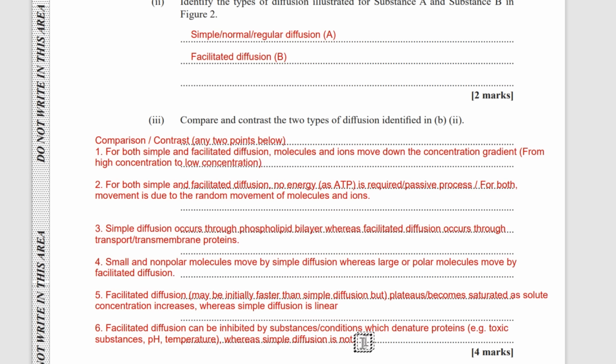So simple diffusion is actually not inhibited by any of these things, because simple diffusion has no proteins involved, so it doesn't really matter. Simple diffusion, however, could be increased with things like temperature, because temperature increases the kinetic energy of the molecules.